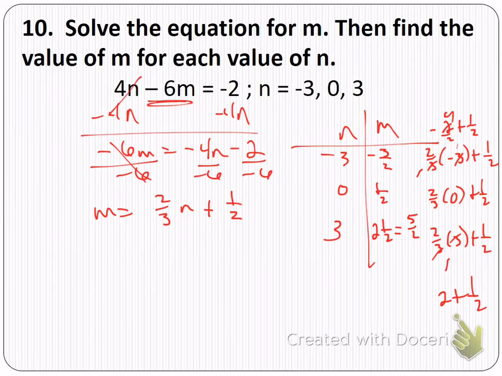All right, did you get this? So your equation, m equals 2/3 n plus a half. And then we're going to plug in negative 3, 0, and 3 for n. And when you do, you should get negative 3 halves, 1 half, and 5 halves. So if you didn't get that, make sure you come find me during STAR, after school, whatever, and we'll go through it. Okay?